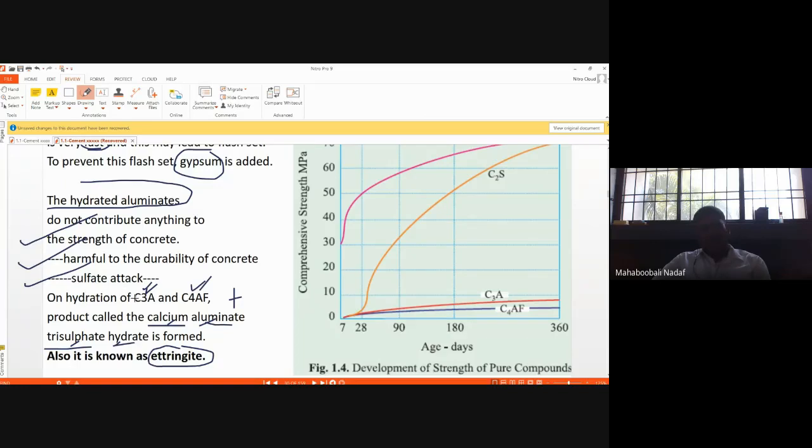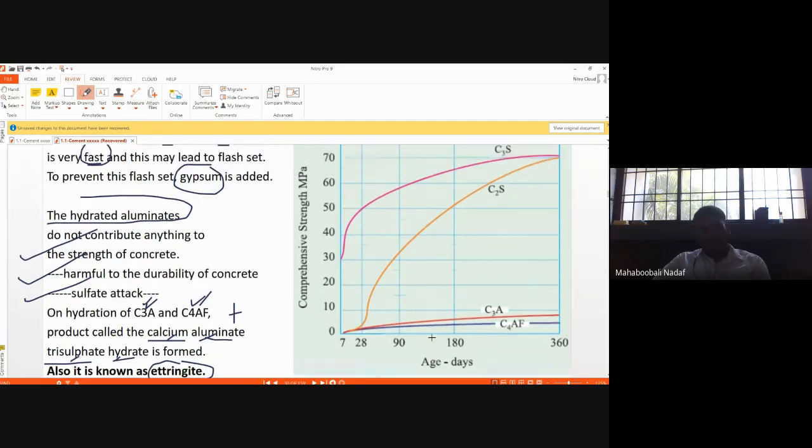See here in this graph, what is shown? Strength graph. On the x-axis, age means time duration. On the y-axis, compressive strength. Which is highest in the initial stages? At 7 days, if you take the strength of a concrete, which compound is giving more strength? See here on the 7th day, which is highest? This point is highest, no?